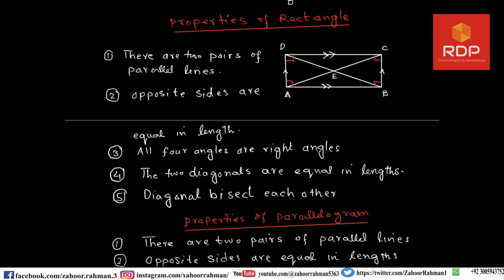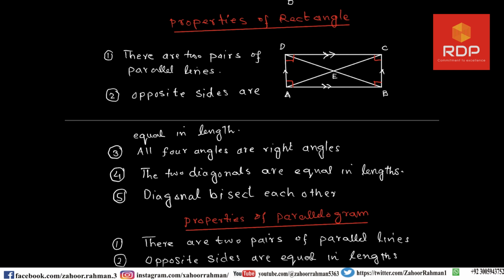The third property is all four angles are right angles. You can see that I labeled it with these small red squares, and they denote that all the angles of a rectangle are equal to 90 degrees. Dear learners, please keep these things in mind because we will use these properties in the solution of questions in the exercise.